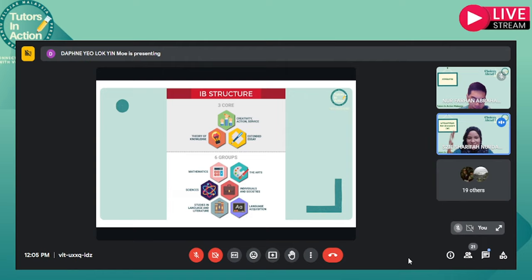Next, we have theory of knowledge. Theory of knowledge is actually a subject where you study why you know what you know. It's a bit confusing, and even after TOK classes, everyone will be like, what was that?